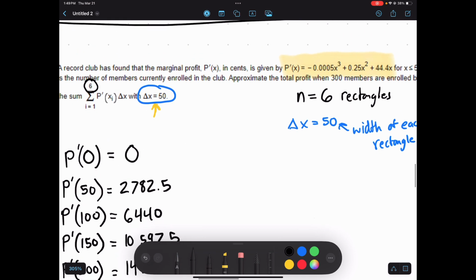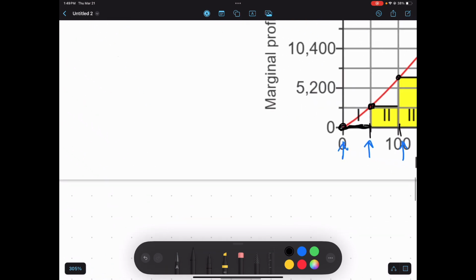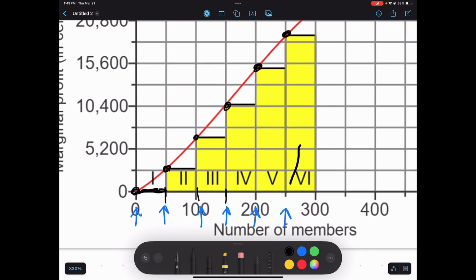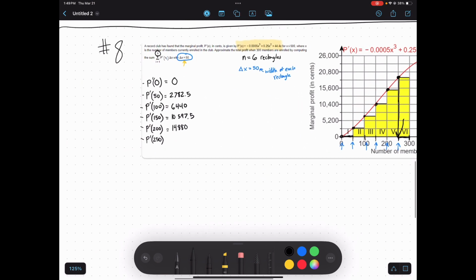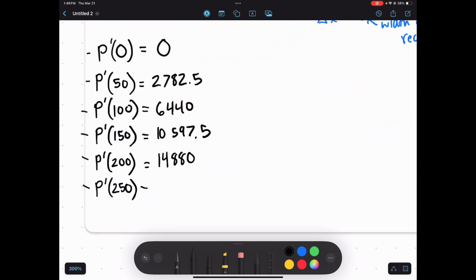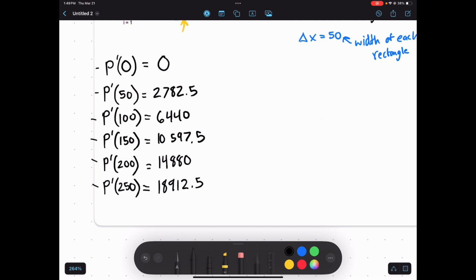You might be wondering, but wait, I thought we were supposed to go to 300. Remember, though, I'm using left endpoints. So this last rectangle goes from 250 to 300. We're just using the y value for 250. That's how these left-hand sums work. Okay? When I plugged in 250, I got 18,912.5. So I now have the 6 y values that I need, the 6 different heights. I have the heights of all 6 of my rectangles.